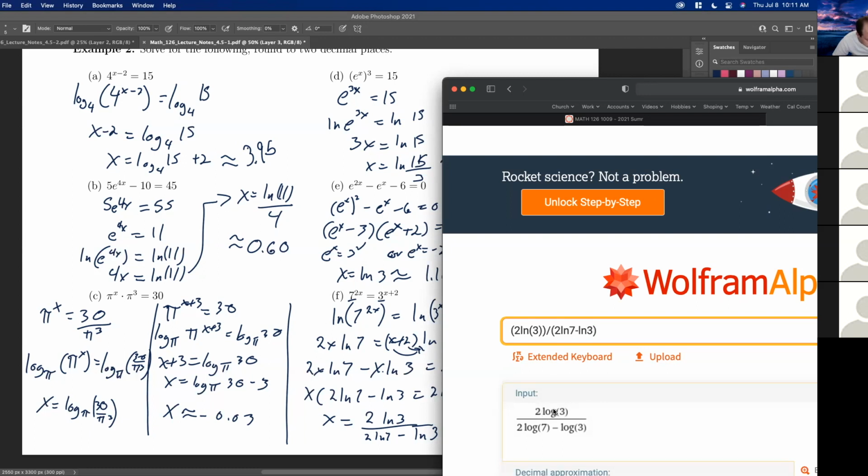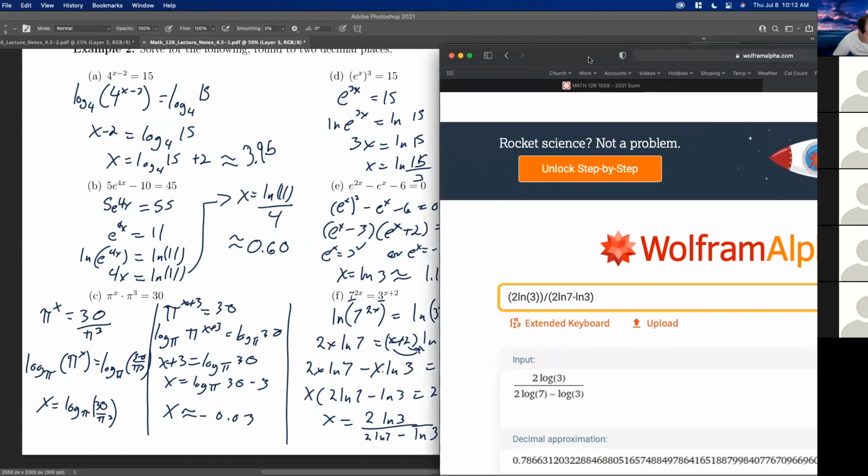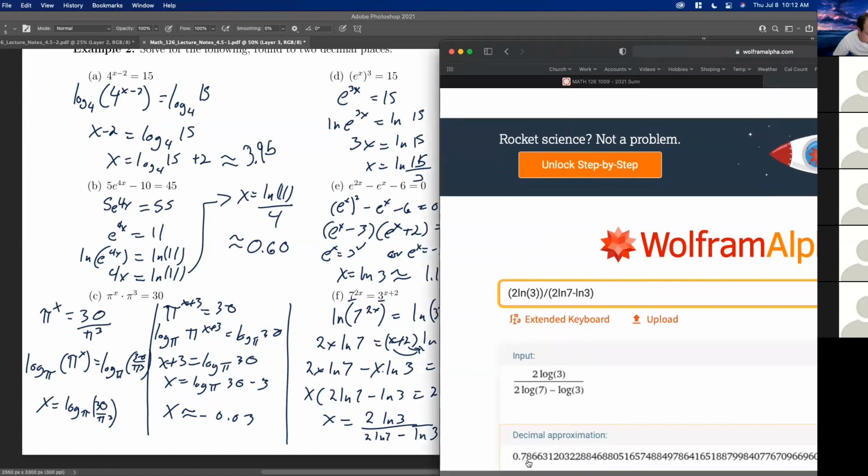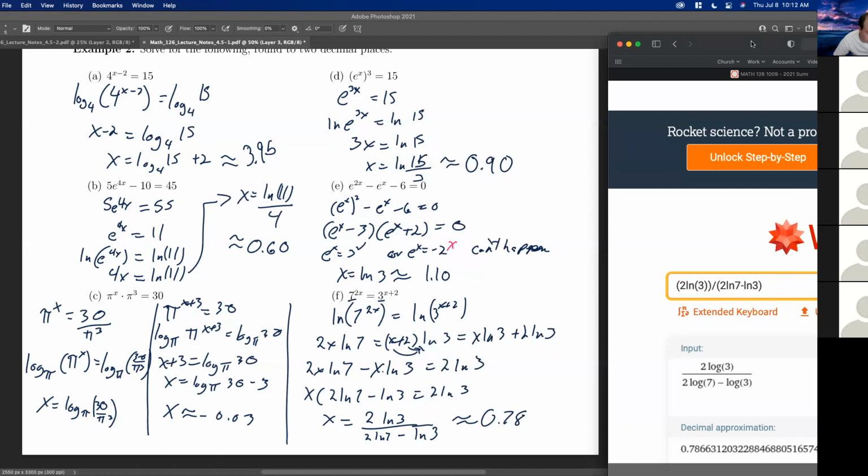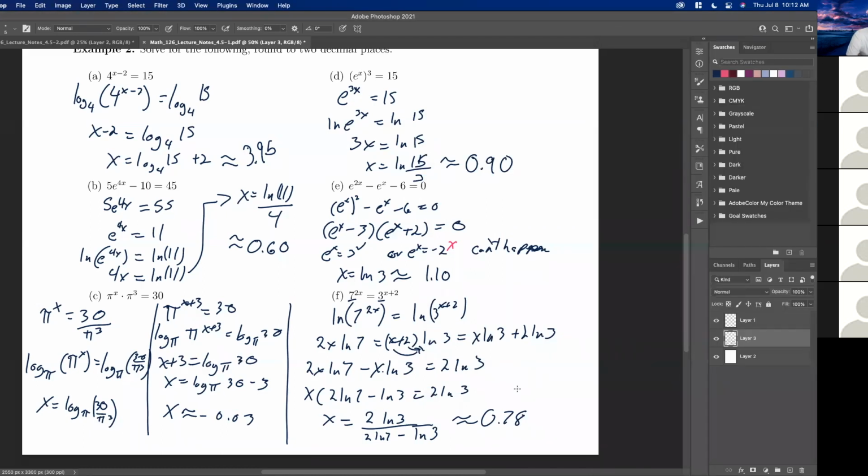All right, so I have 2 log, and remember, Wolfram Alpha thinks natural log is log. They don't use ln. It reads it as ln, but it just doesn't. So be careful with this. So here we have this, and then our decimal approximation is 2.6. Oops, that should have got rounded up to 2.79. So let me fix that. Be careful with your rounding. If you round wrong, it'll mark it wrong. It's just how it is.